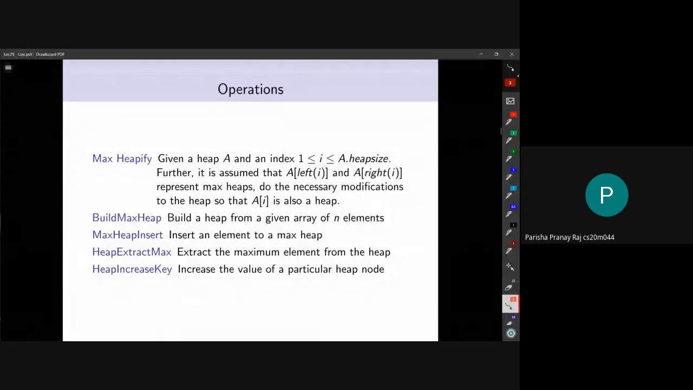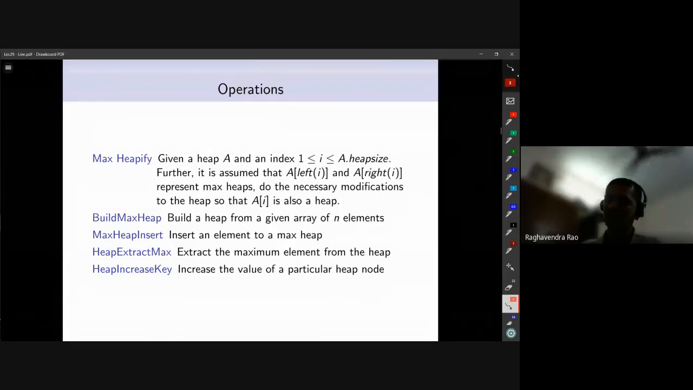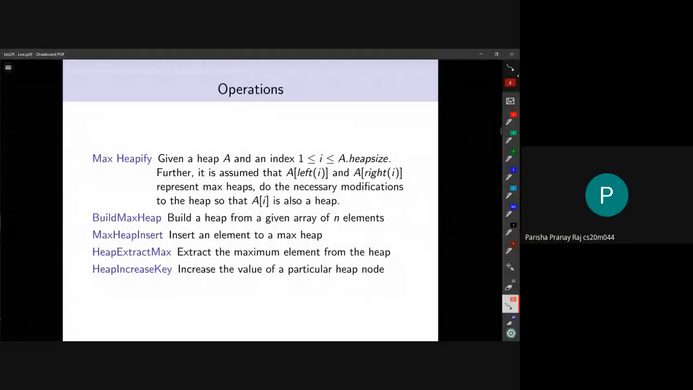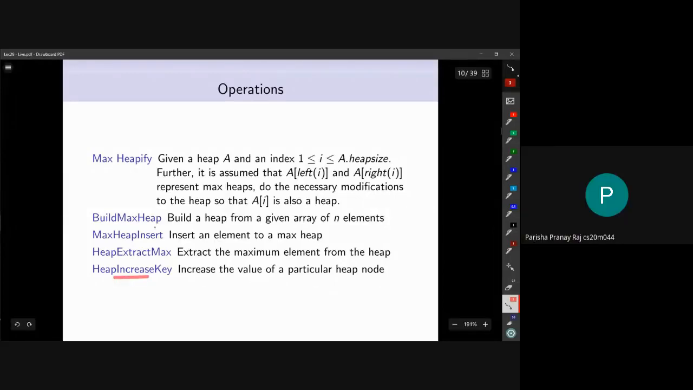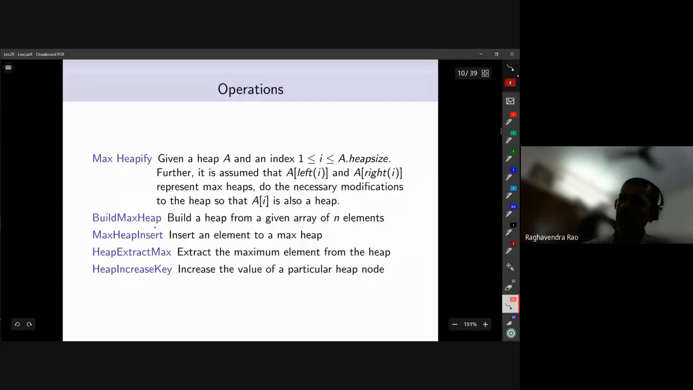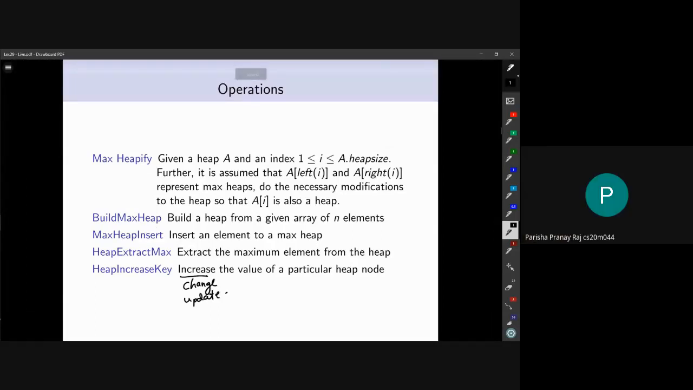So, you are saying that we have heap increase key here. You are also saying that we also have a function heap decrease key. No, for min heap. Usually the functionality is basically updating the value. Traditionally, for max heaps it's called increase key, and for min heaps it is called decrease key. So you can just call it change the value or update the value. Okay, sir. It's just a nomenclature.